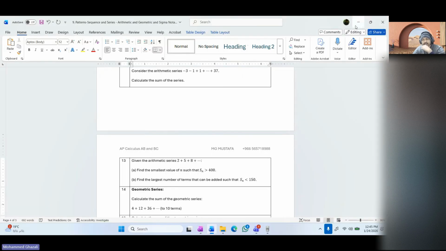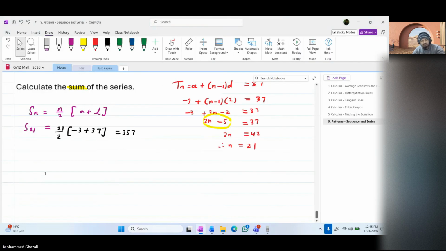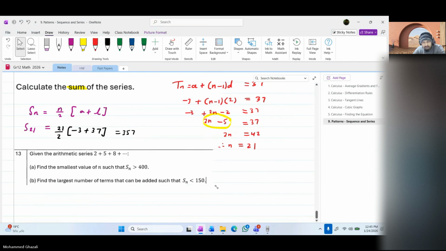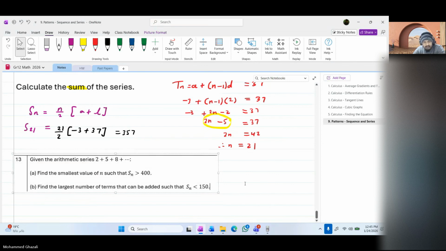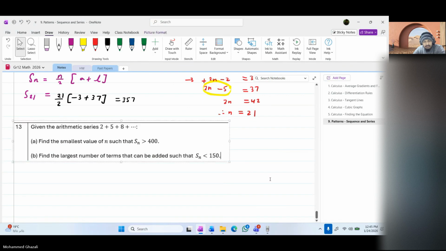And question number 13. Given the arithmetic sequence 2, 5, 8, we can see a equals 2, and d, we are adding 3 each time, or 5 minus 2 is 3, 8 minus 5 is also 3. So d is equal to 3, okay? Those are the important stuff that you need from a series. Now, find the smallest value of n such that the sum is greater than 400.